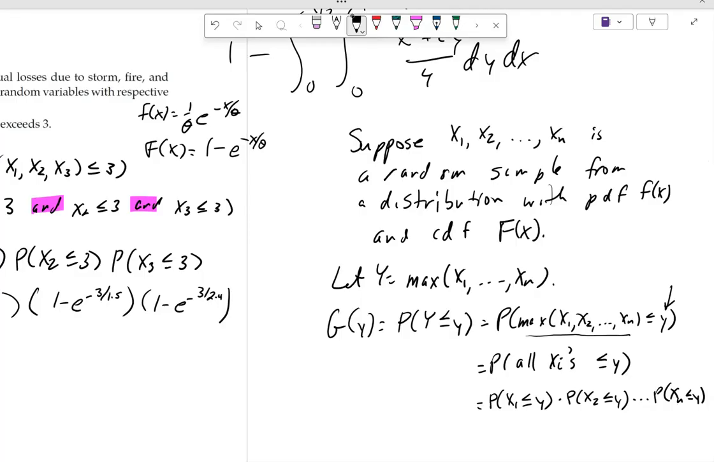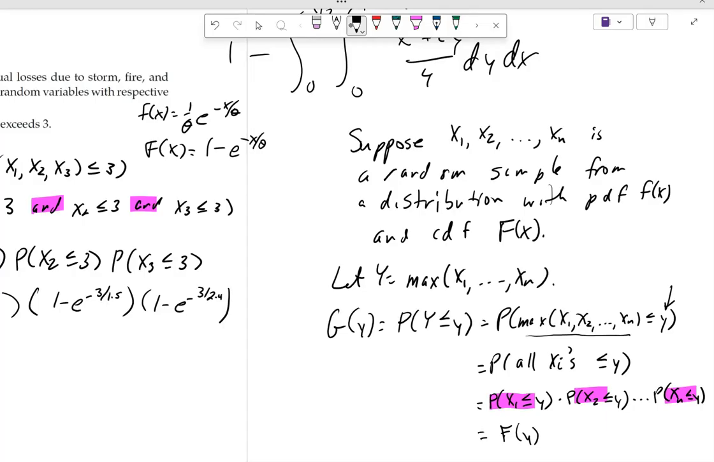But look at each individual one. What can I say about each of these? How are they set up? It's a CDF question, isn't it? So that first one's going to be what? Just using the notation, what's it going to be? Yeah, capital F of y. And notice they all have the same distribution, right? If they had different distributions, it would be F sub 1 of y, right? But they're all the same distribution. So that would be capital F of y.